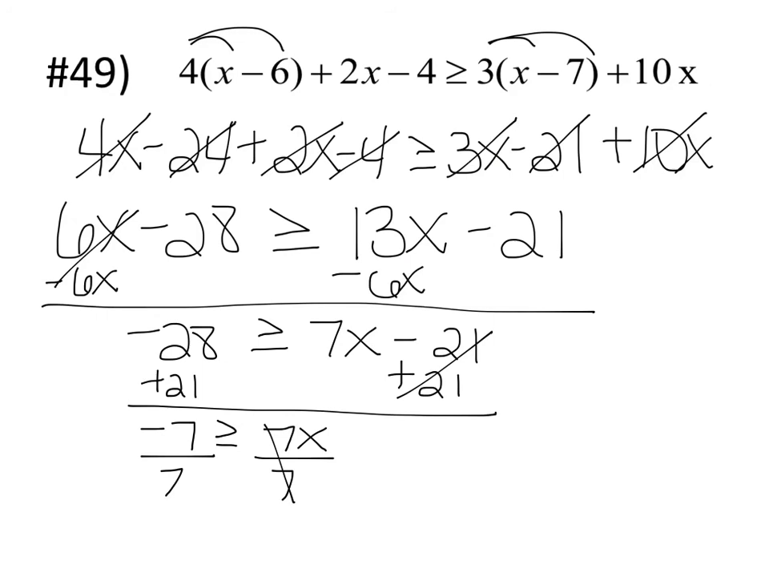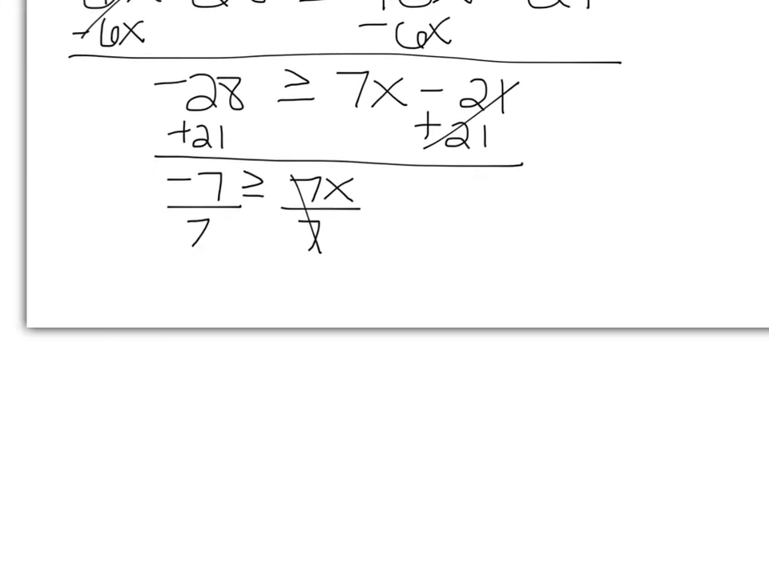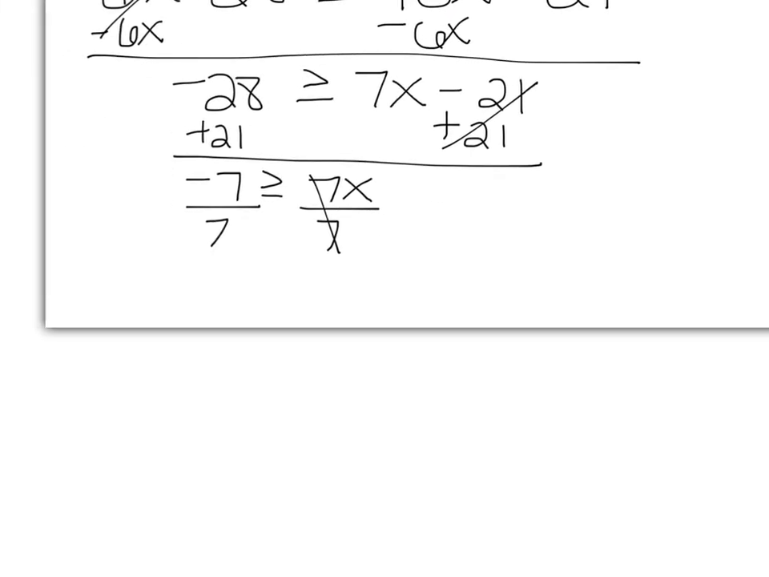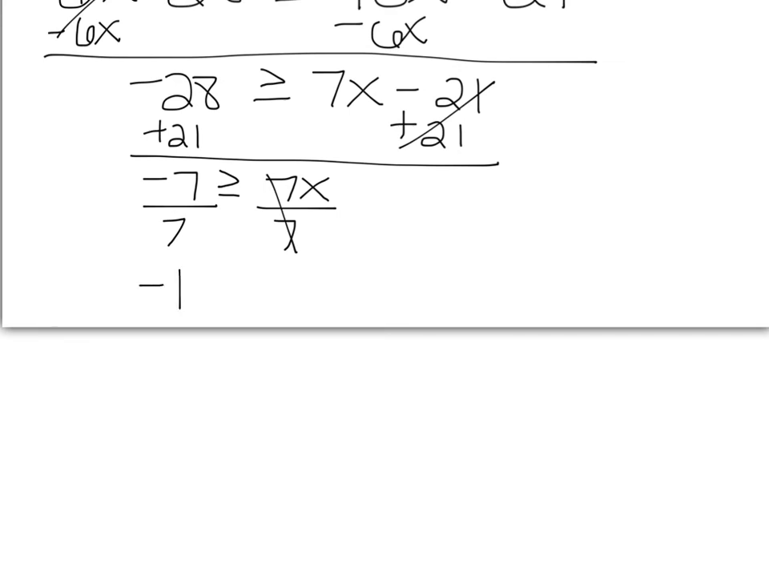Divide 7 from both sides. Scoot this up a little. You get negative 1 is greater than or equal to x. Since my number's first, I'm going to go ahead and flip it. The butt of my inequality is towards the x. So when I rewrite it, make sure the butt of the inequality is towards the x.